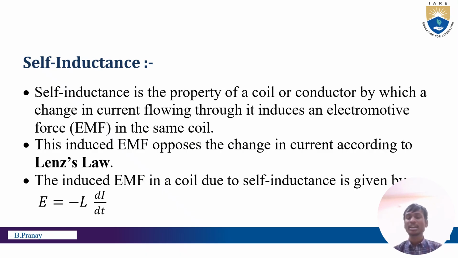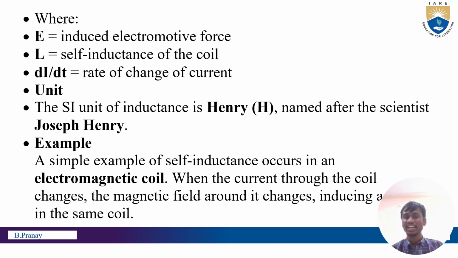Now, the induced EMF in the coil due to self-inductance is given by E = -L di/dt, where E is the induced electromotive force, L is the self-inductance of the coil, and di/dt is the rate of change of current. L is called the self-inductance of the coil, E is called the induced electromotive force, and the formula is E = -L di/dt.